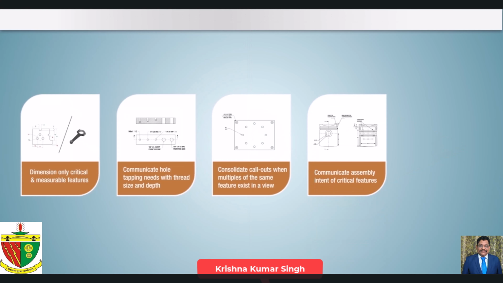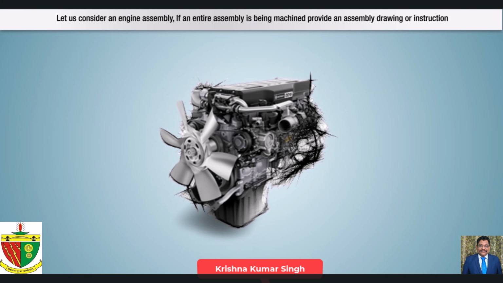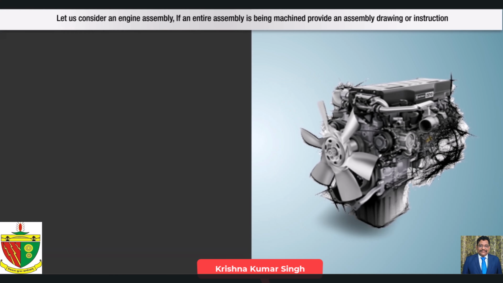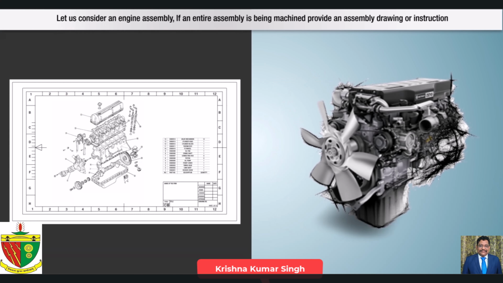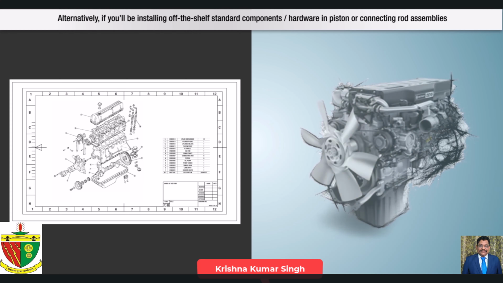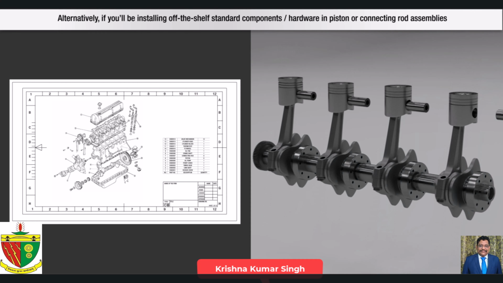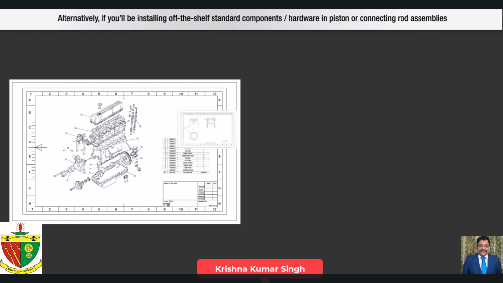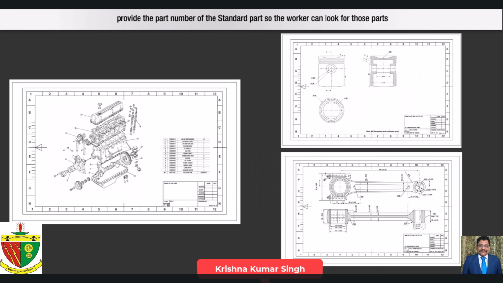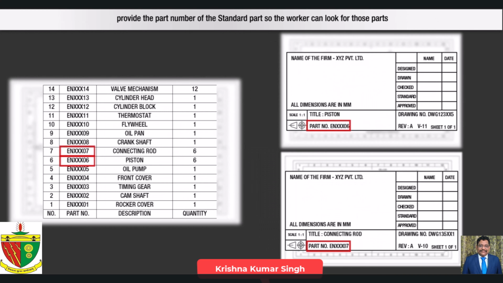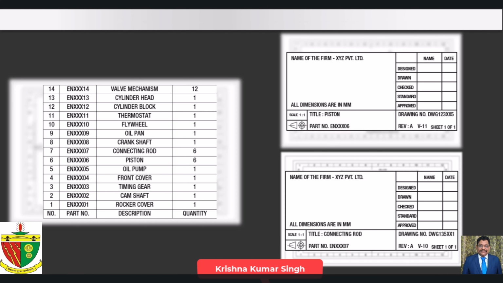Communicate assembly intent of critical features. Let us consider an engine assembly. If an entire assembly is being machined, provide an assembly drawing or instruction. Alternatively, if you will be installing off-the-shelf standard components or hardware in piston or connecting rod assemblies, provide the part number of the standard part so that the worker can look for those parts.